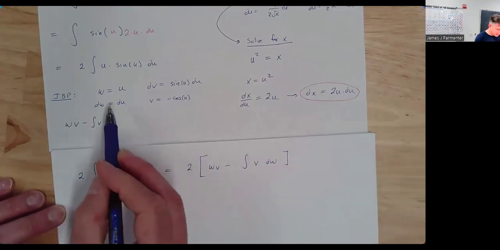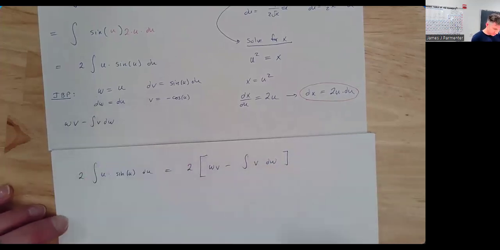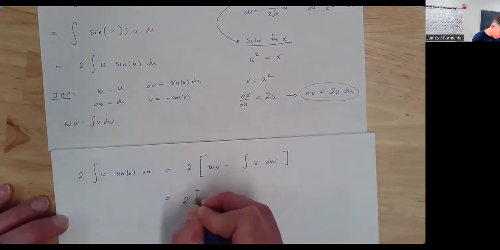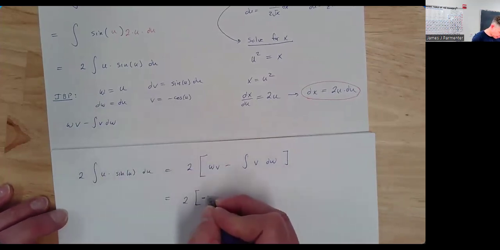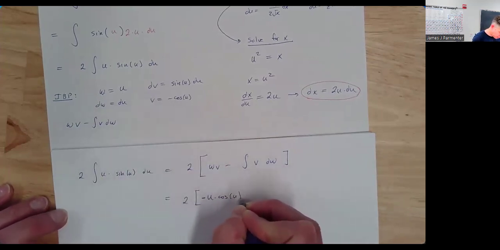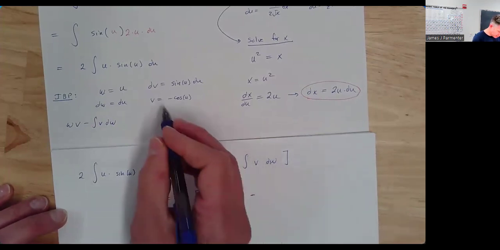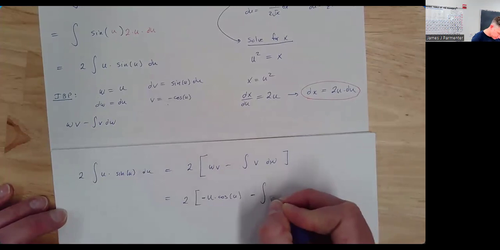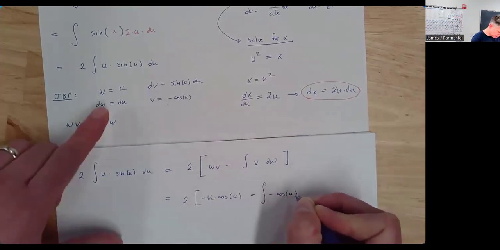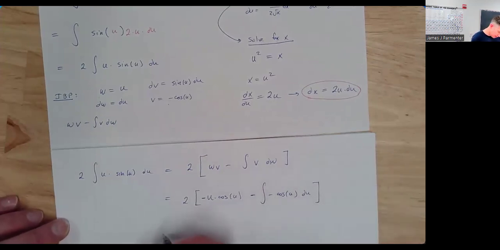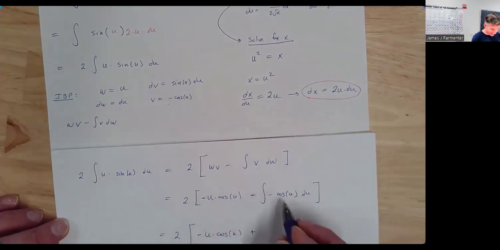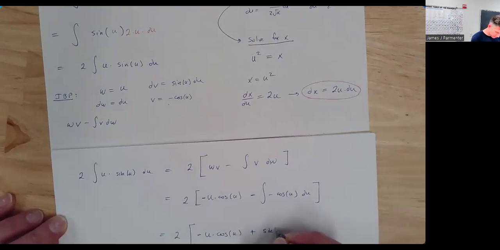And then I'm going to replace the w's and the v's with what they're equal to in terms of u. That's going to be 2 times wv, which is u times negative cosine of u, or negative u times cosine of u. My v dw is negative cosine of u times du. Great, we know how to integrate cosine. So then we're going to get 2 times negative u times cosine of u plus the antiderivative of cosine, which is sine.